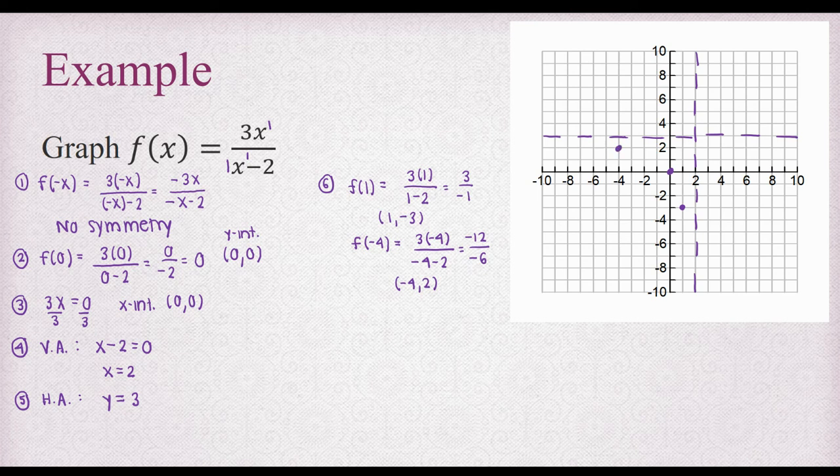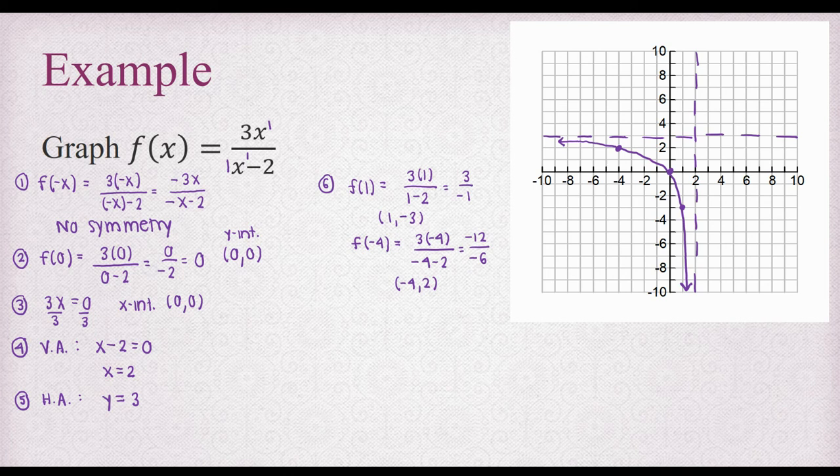Then I can connect those points. Notice that there's going to be a curve to it. It's going to curve, getting closer and closer to the vertical asymptote on the left. Then it's going to curve and get closer to the horizontal asymptote below. Okay, so that's the one side.